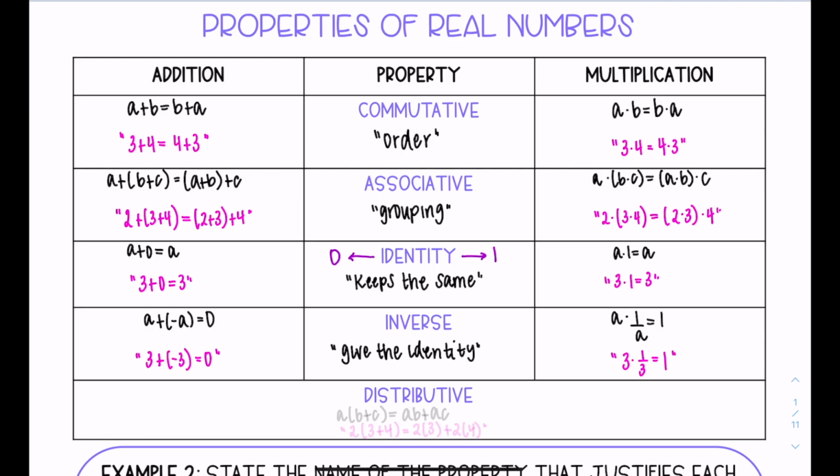And then the distributive property. This says A times B plus C, that I can distribute A to both pieces. That means I have A times B plus A times C. So 2 times 3 plus 4. Instead of adding the 3 and 4 together first and then multiplying by 2, I can just distribute and do 2 times 3 plus 2 times 4.